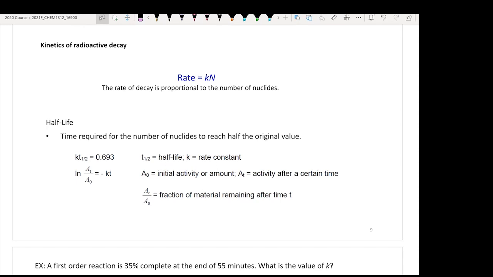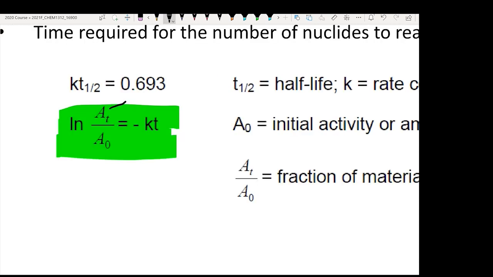To calculate the decay rate if your atoms undergo a radioactive decay, this is actually the only equation to memorize. This is the integrated rate law for the first order reaction. A naught represents the initial concentration of your atom. AT is the concentration of atom at time t. K is just your rate constant.